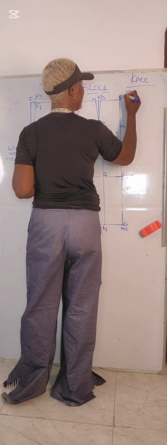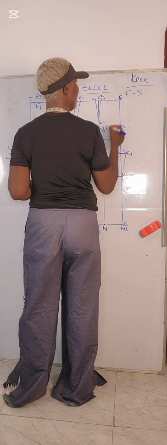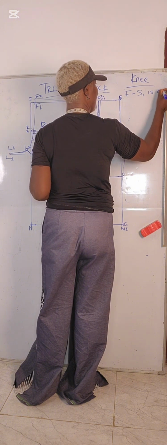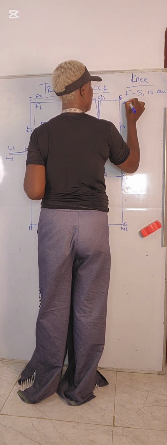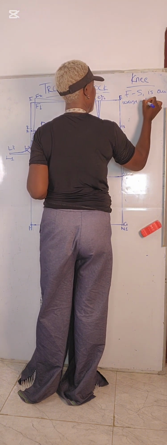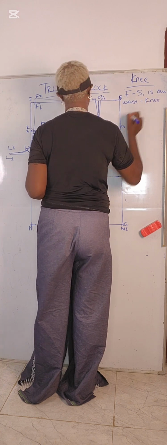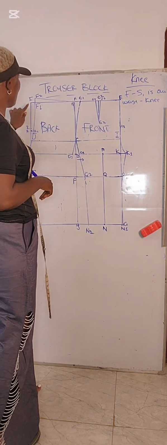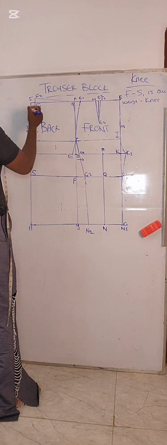Our F to S is waist to knee. My waist to knee is 22. My F to S is waist to knee.